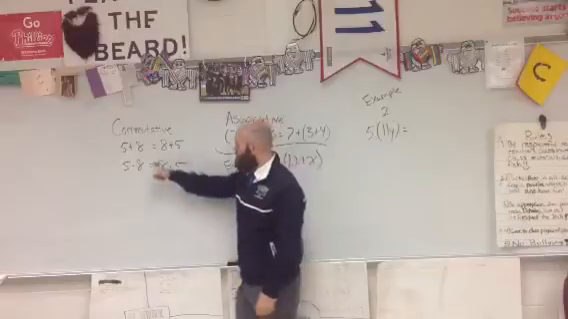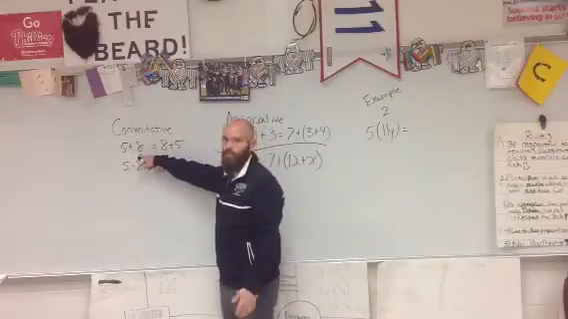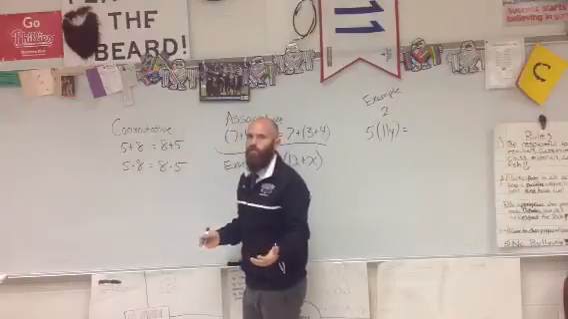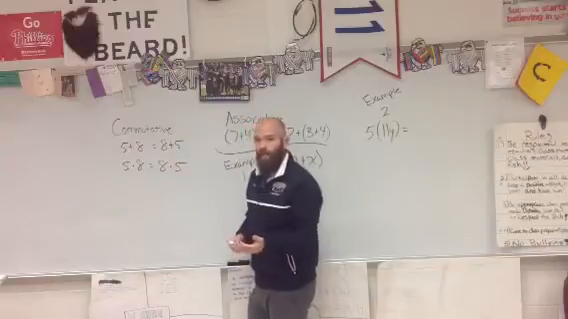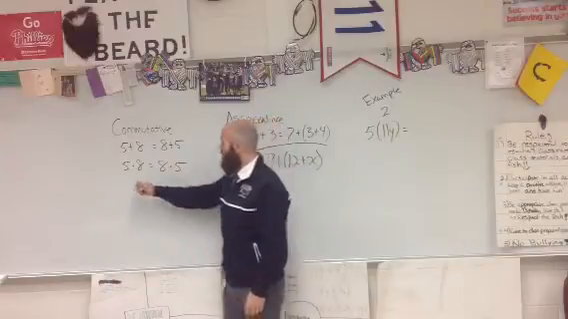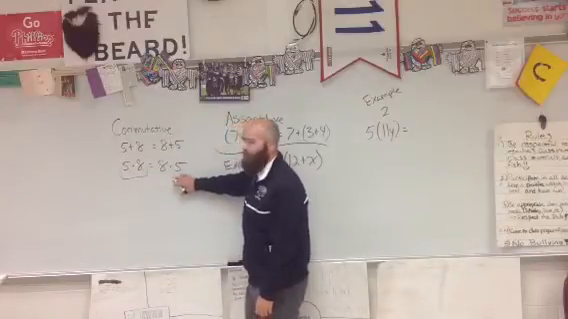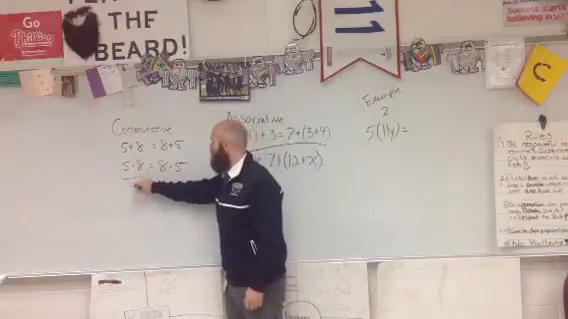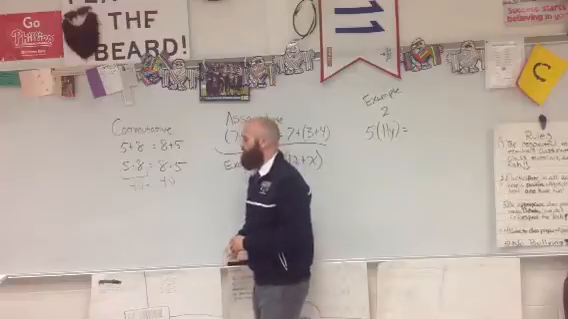The commutative property simply states that if we're adding or multiplying, we can shuffle the order around. So if we did 5 plus 8, which we know is 13, that's the same as doing 8 plus 5. We can switch that order around and still get the same sum. In multiplication, it's no different. If we have 5 times 8, it's exactly the same as 8 times 5. In each instance, we get 40. So that's the commutative property.